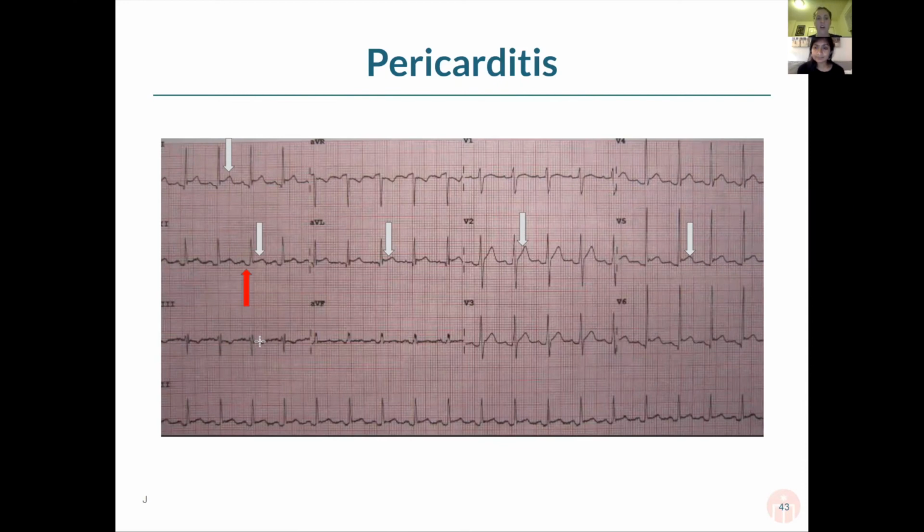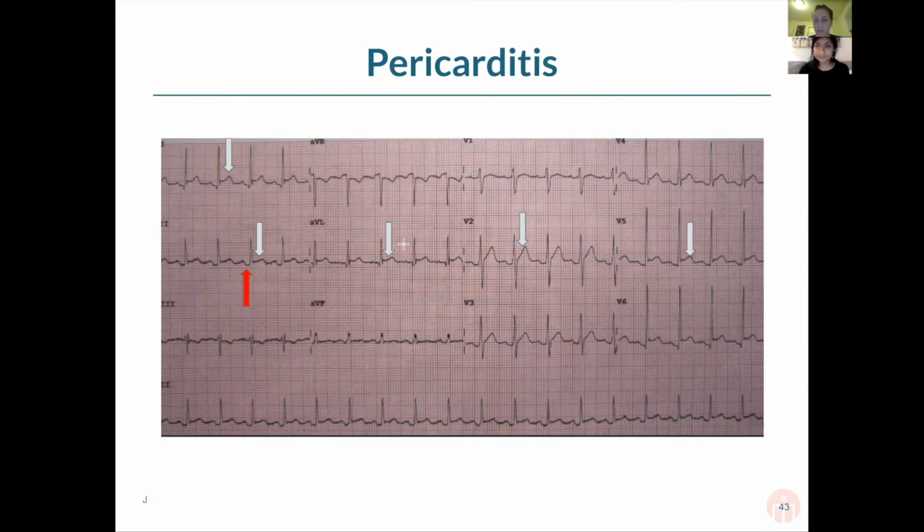The other classic pericarditis finding is PR depression, and that's what this red arrow is pointing to. It's a little trickier to see, but you can definitely see it here in lead 2. I think V3 has a really good example of the PR depression. You would expect to see PR depression in every lead except aVR. Actually, you might even see a little elevation in aVR, so you do not see that there. But on all the other leads, the classic findings are this diffuse ST elevation with some PR depression.